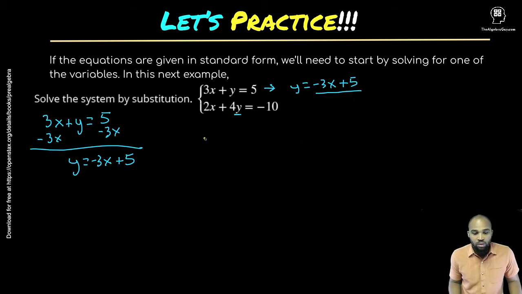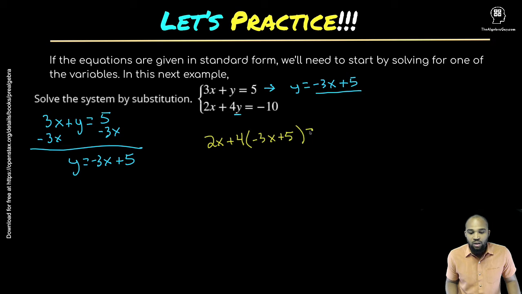So I'm going to put 2x plus 4, but this time instead of putting y, I'm going to put -3x plus 5 because it's the same thing as y. So times (-3x plus 5) equals -10.